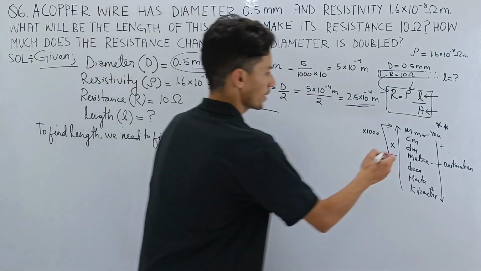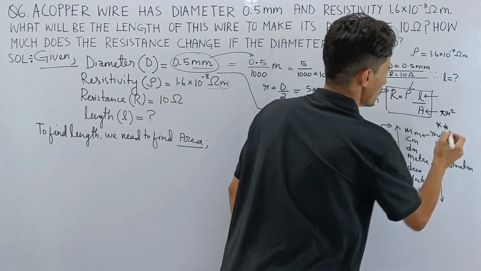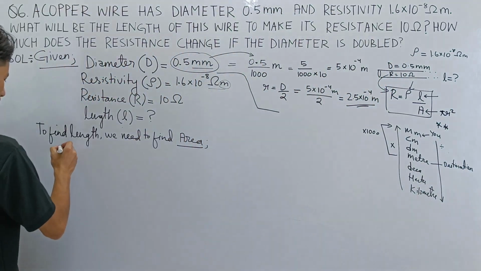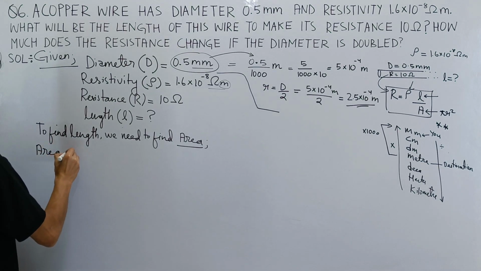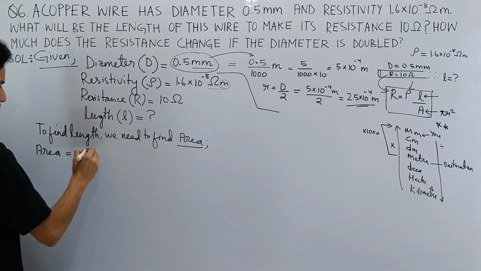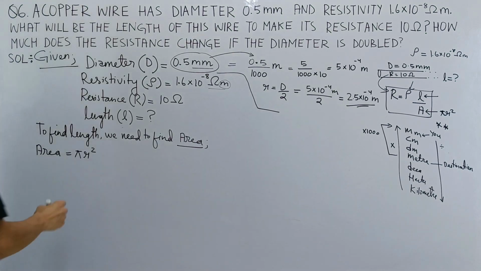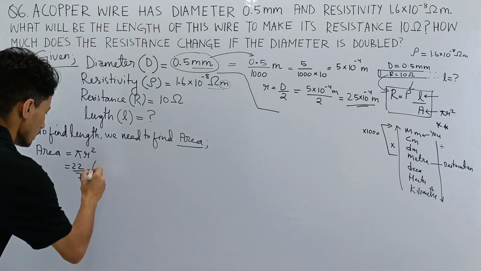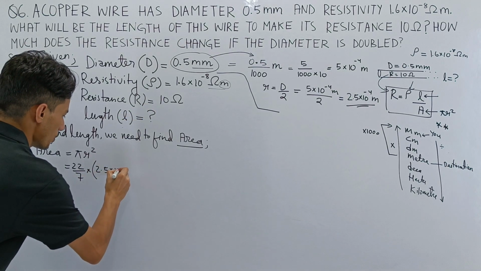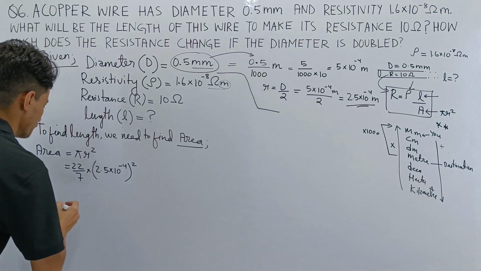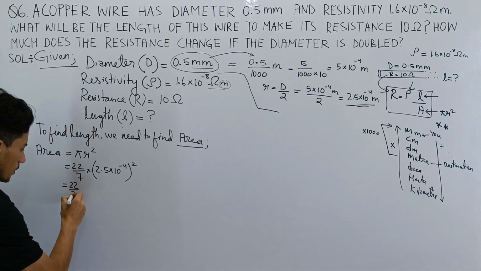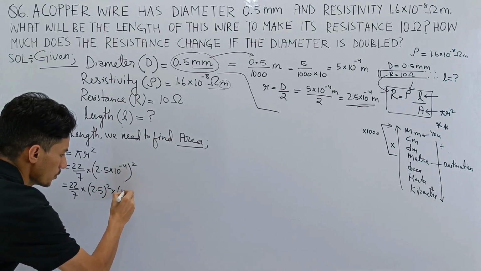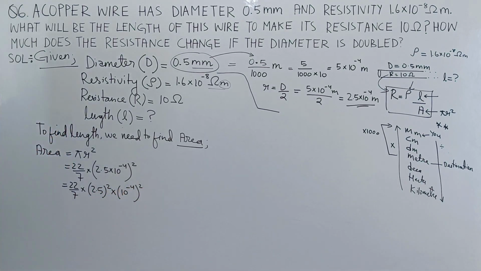Okay, to find area, the formula will be pi r square. So we are ready now. So to find length, we need to find area. So the formula of area is pi r square. Okay, this is geometry only. So put the value of pi, which is 22 by 7, into the radius, 2.5 into 10 to the power minus 4, squared. So 22 by 7 into the square of 2.5 and then the square of 10 to the power minus 4. Can we do like this? Yes, we can do like this.